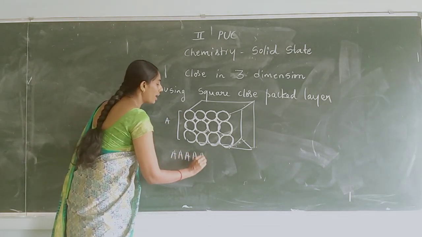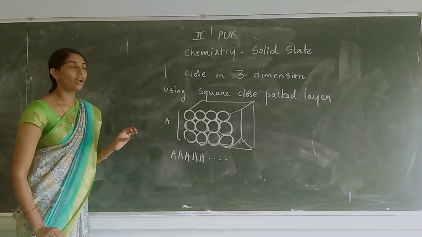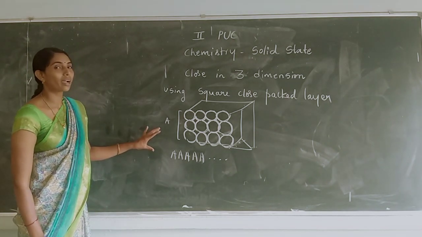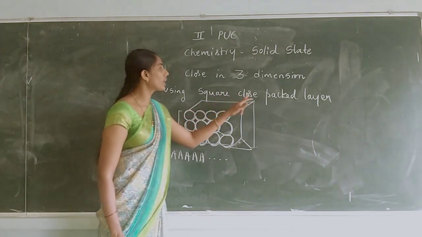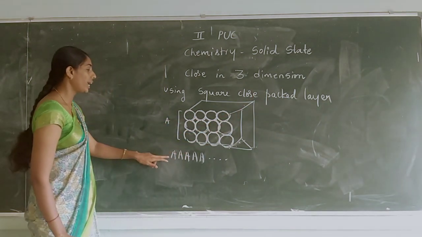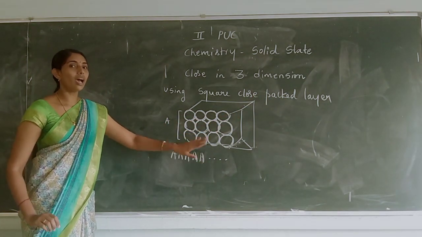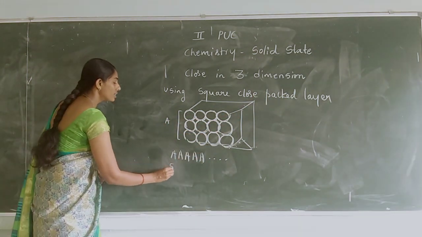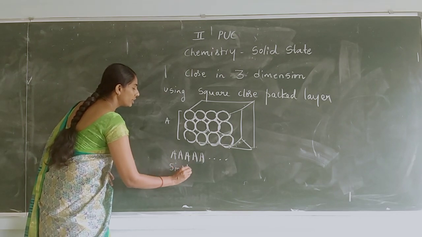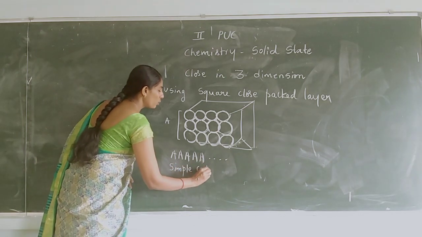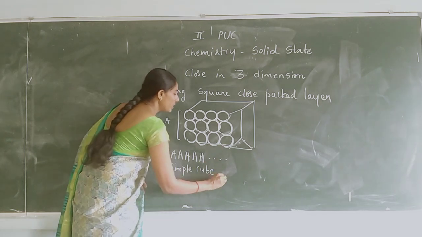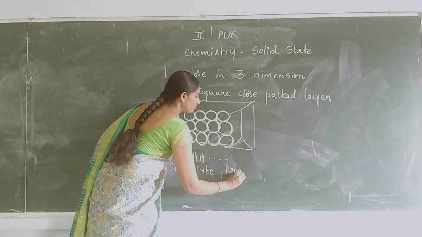Such an arrangement is what is called a three-dimensional close-packed structure. By using the square close-packed layer, the AA pattern repeats. Such an arrangement is called a simple cube. It is usually called a simple cube or primitive unit cell.